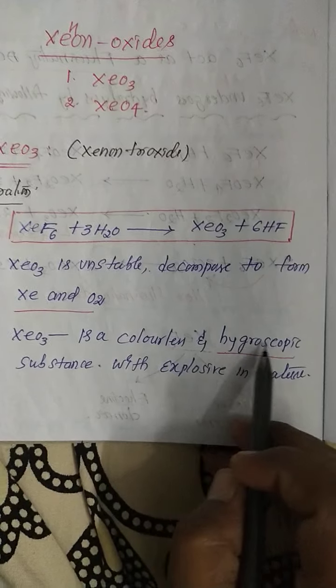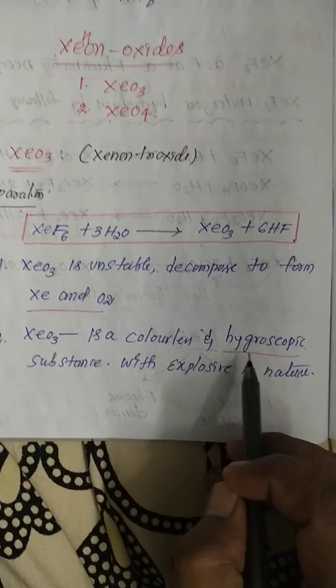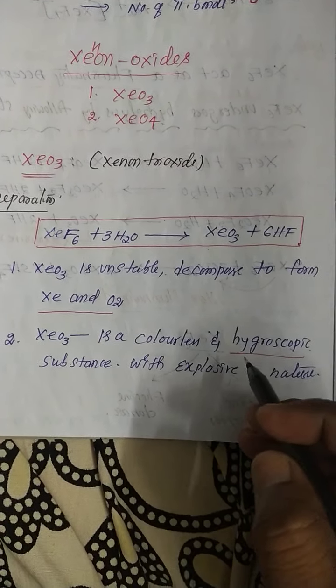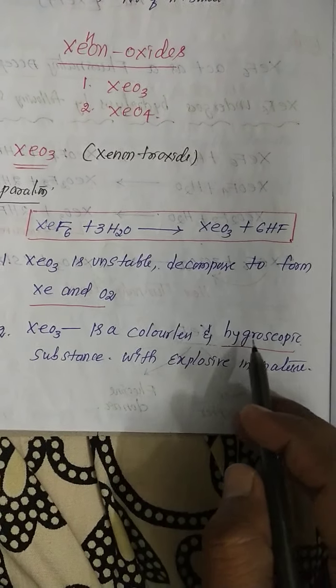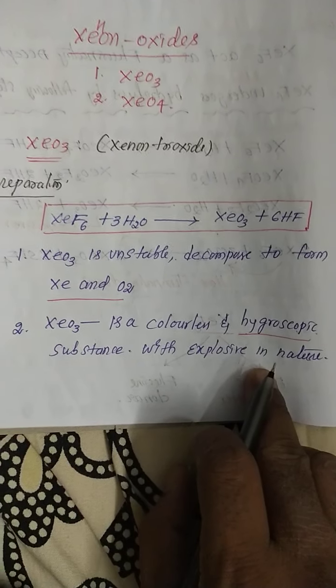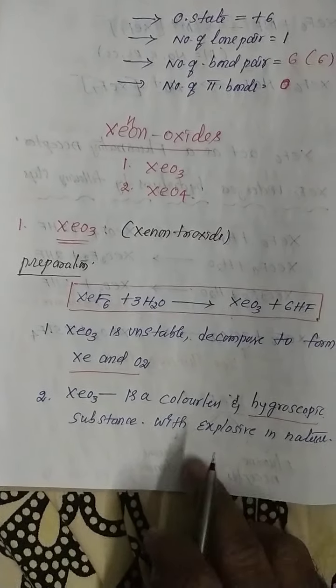So what is hygroscopic? Hygroscopic means it can easily react with water vapor. That's why it is a highly explosive compound. Okay? Important point.